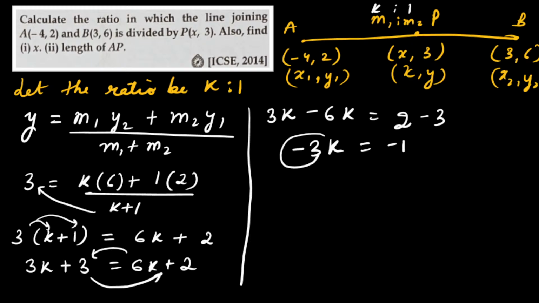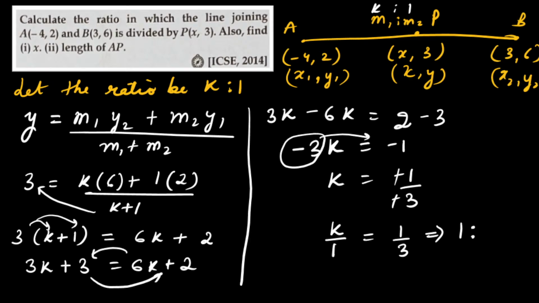Now minus 3 we have to shift to the other side because we have to find k's value. Here it's getting multiplied, so when we shift it to the other side, it will get divided. Minus and minus will get cancelled. So k, I can write as k by 1, which is equal to 1 by 3. If we equate, the ratio is 1 is to 3. So k is to 1 is equal to 1 is to 3. So the ratio is 1 is to 3.